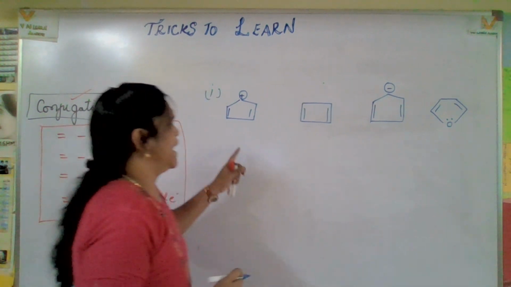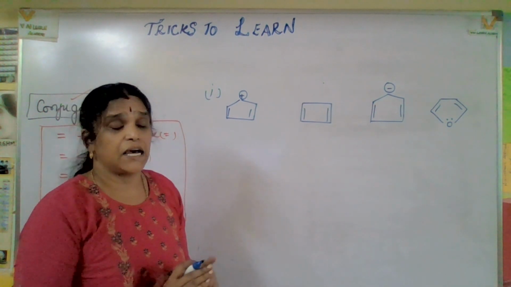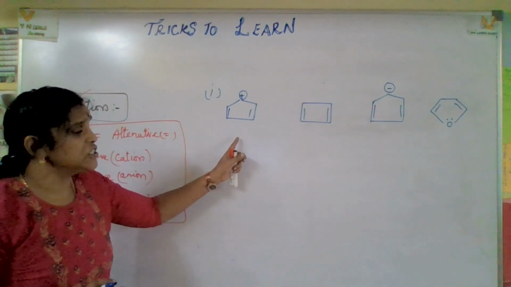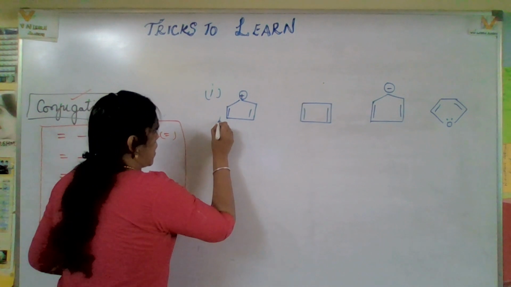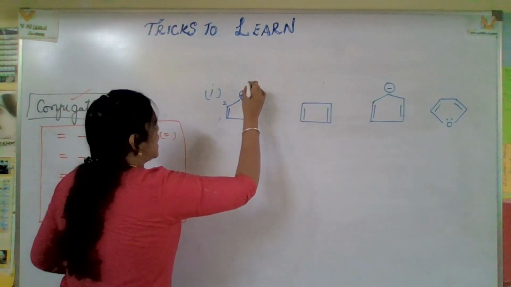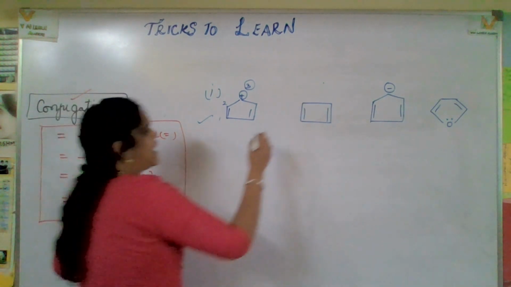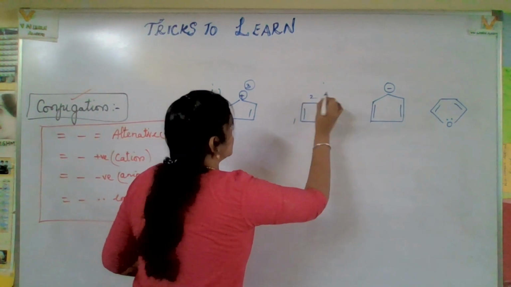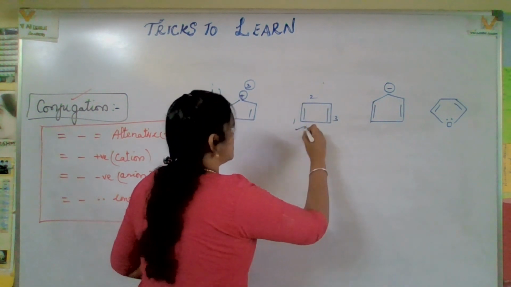Okay, now I have given all these ideas. Now let us consider whether it is conjugated or not. Double bond 1, single bond 2, and positive charge. Yes, it is a conjugated system. And this is 1, 2, 3: double bond, single bond, double bond. Yes, this is a conjugated system.